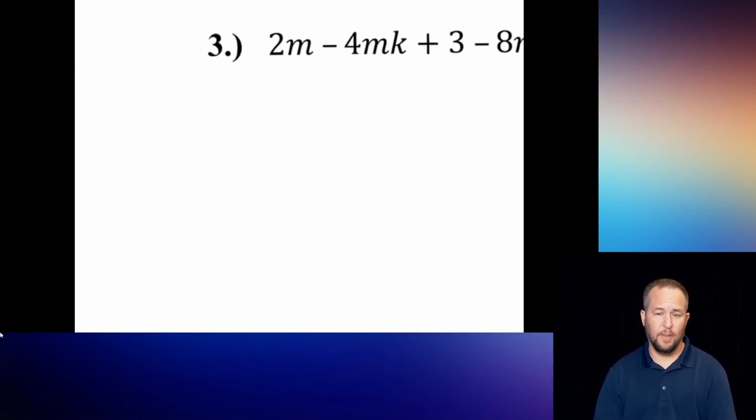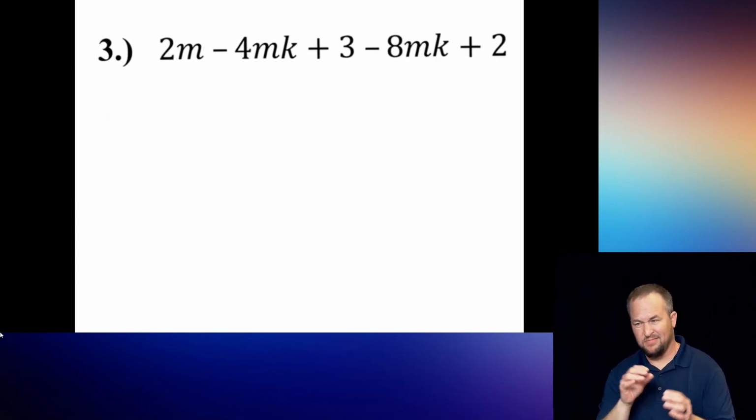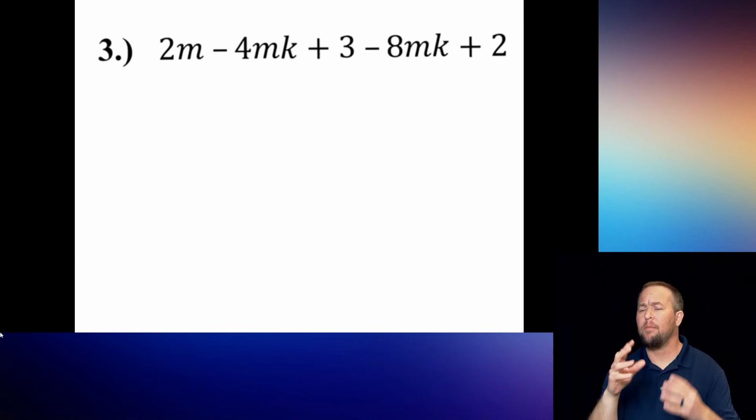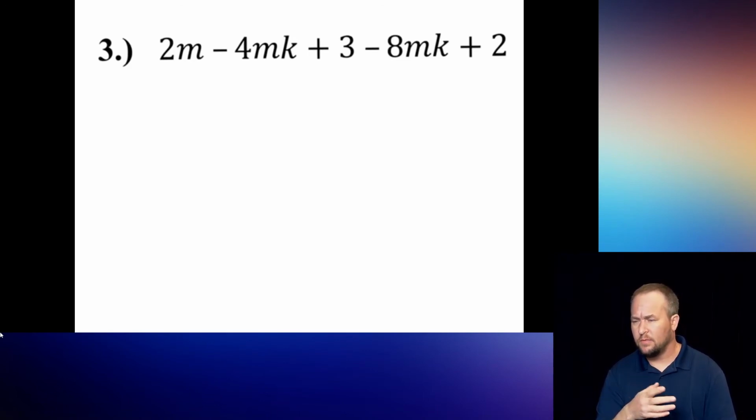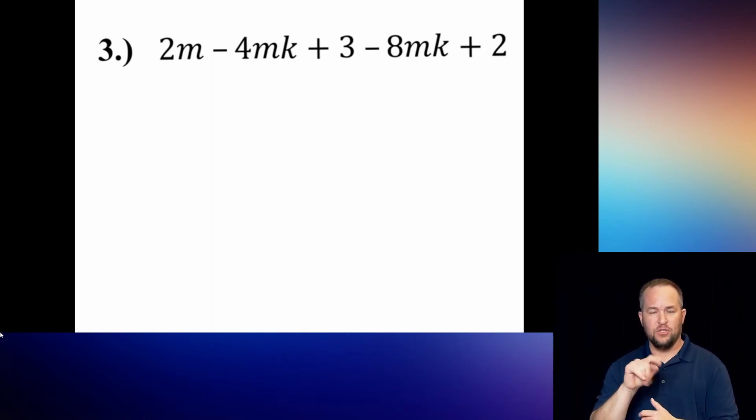All right, and then our example number 3. This one's a little bit longer. So this one has a total of how many terms? Hopefully in your head you're thinking, well, I see a 2m. There's one term, and then a 4mk, a 3, an 8mk, and a 2. So I see a total of 5 terms here. So I'm going to go ahead and make sure, yep, I have a coefficient for each term. Then I'm going to combine them.